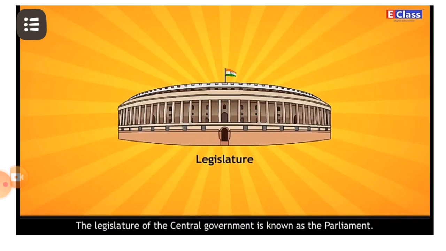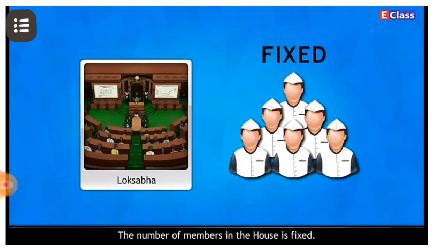The second characteristic of the Indian parliamentary system is that members of the Lok Sabha are directly elected by the people, and the number of members in the house is fixed.